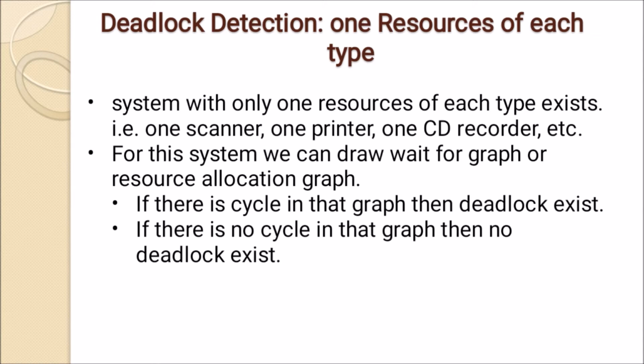So for this system we can draw a wait-for graph, or we can say a resource allocation graph. Now if there is a cycle present in that graph, then deadlock exists. So after drawing and representing the wait-for graph or resource allocation graph, if there is a cycle in that graph, then deadlock exists. But if there is no cycle in that graph, then no deadlock exists.